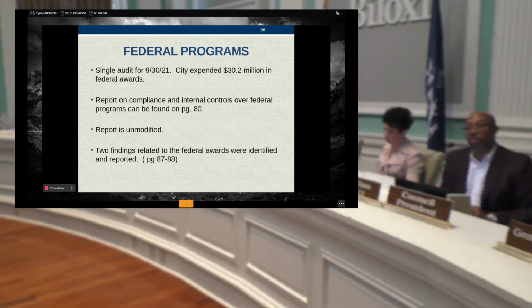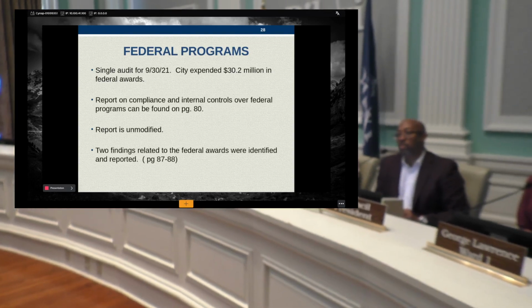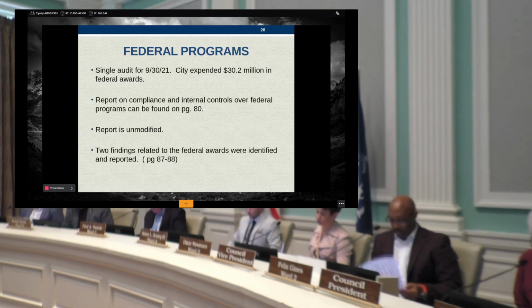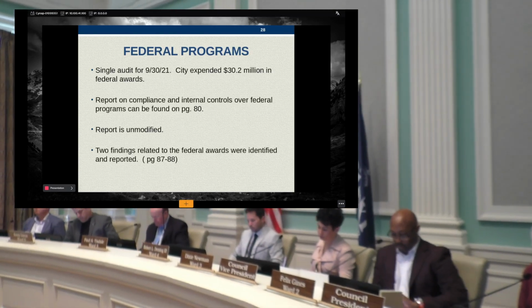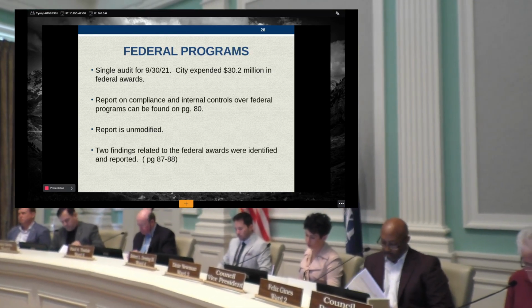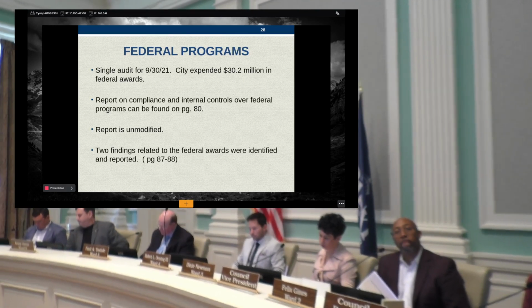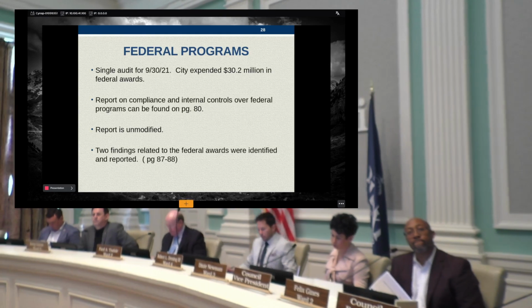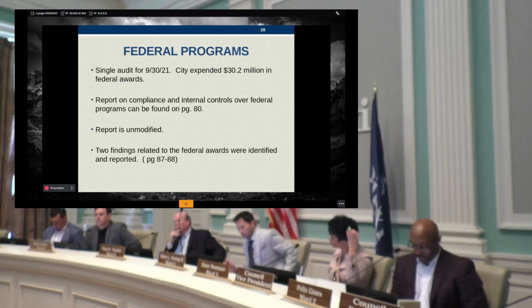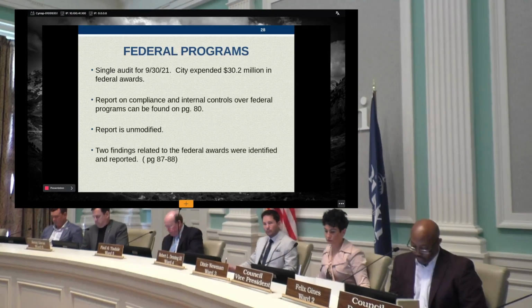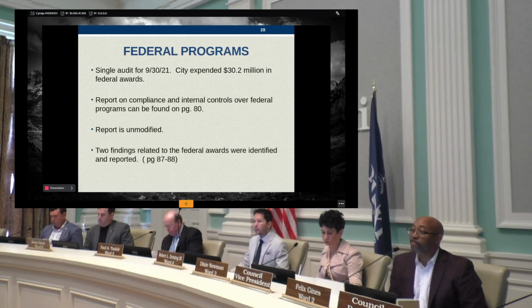You were subject to a single audit because you had federal expenditures in excess of $750,000. You expended $30.2 million in federal funds. You'll see our report on compliance and internal controls over the federal programs on page 80. That report's unmodified. I did have a misprint right here. You have two findings. I mentioned earlier that in the management letter, if it wasn't significant or material, it doesn't make it to the audit report.